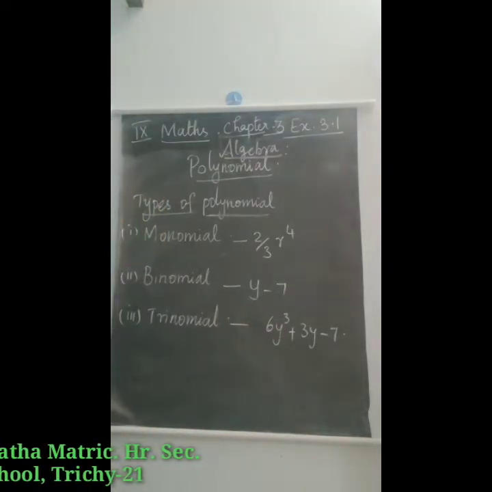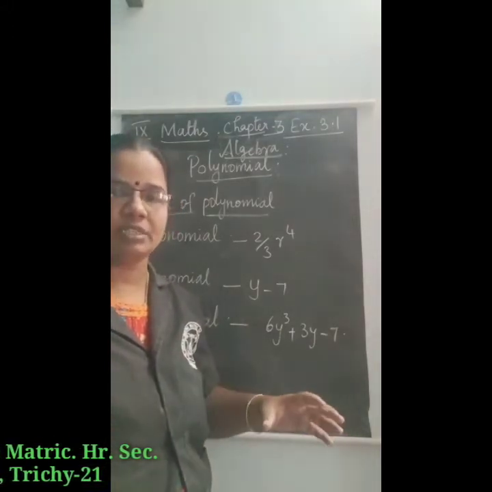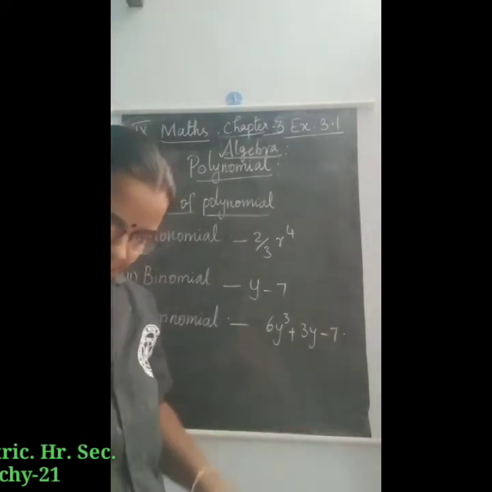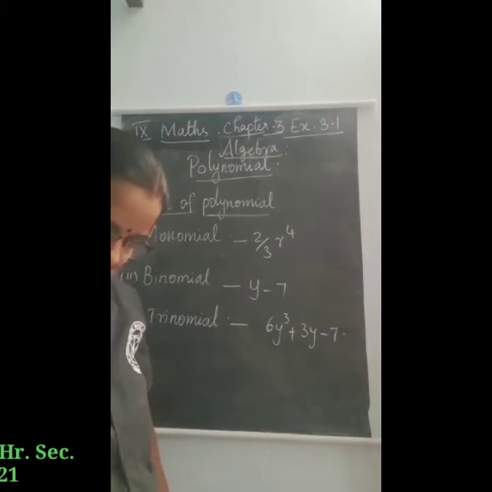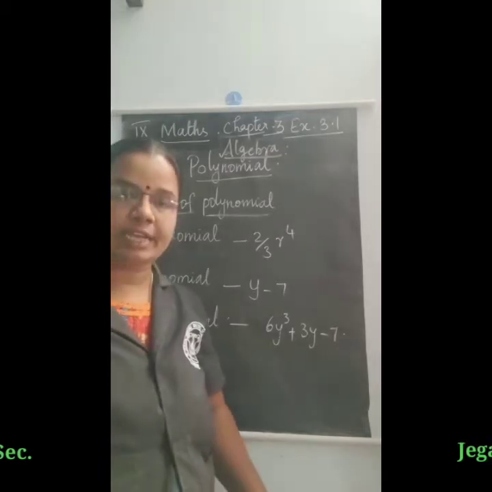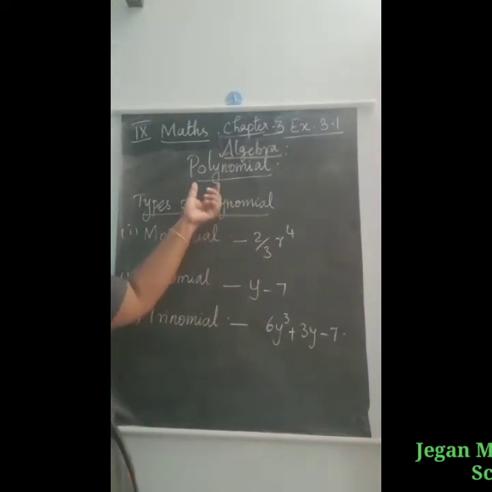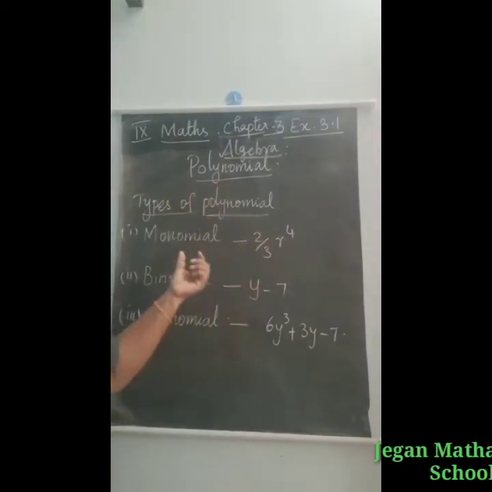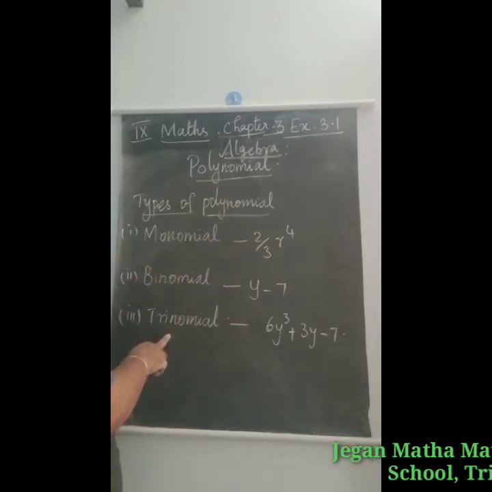Consisting of variables. Variables means x, y, z, like that. Any variables, we have to take alphabets. That is variables. And constant that involves four fundamental arithmetic operations and non-negative integer exponents of variables. That is polynomial. And what are the types of polynomials? Types of polynomials: monomial, binomial, trinomial.